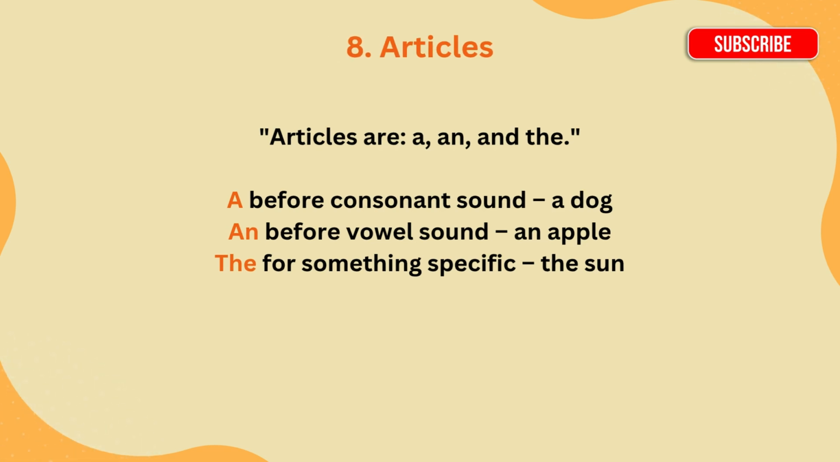8. Articles. Articles are a, an, and the. A before consonant sound: a dog. An before vowel sound: an apple. The for something specific: the sun.